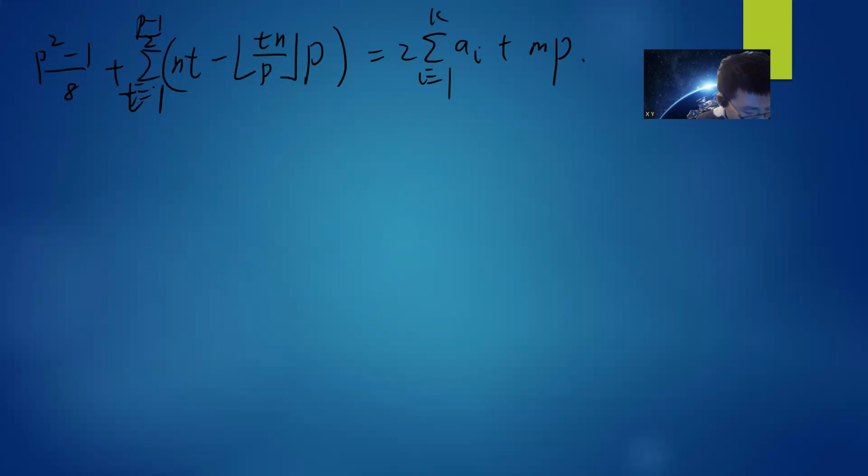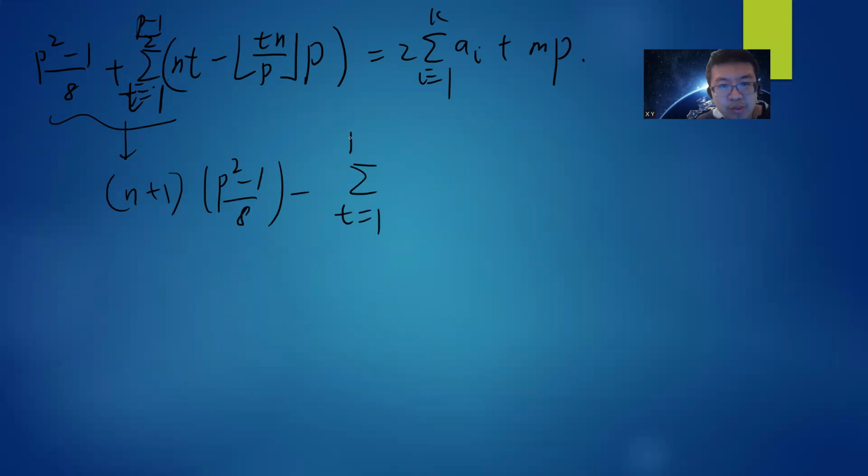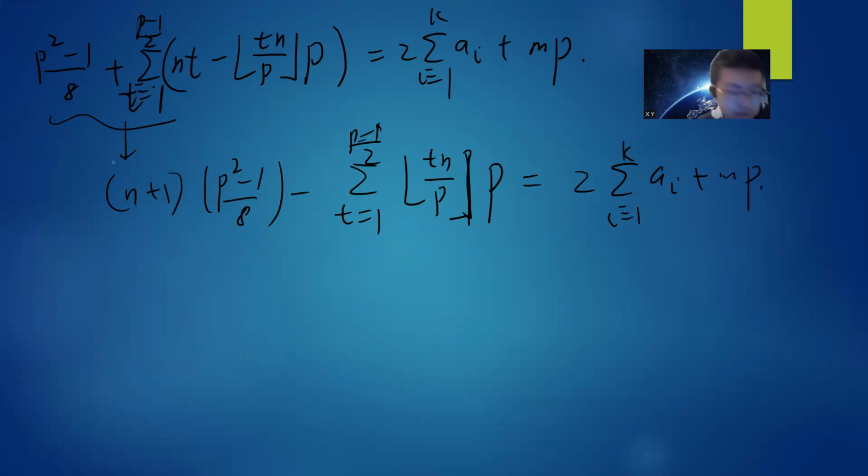So this will give us, these two terms are actually the same, because if you plug in, you get the same. So we got (n plus 1)(P minus 1) divided by 8 minus the summation of T from 1 to P minus 2 of floor(Tn/P), and that equals 2 of this plus NP.